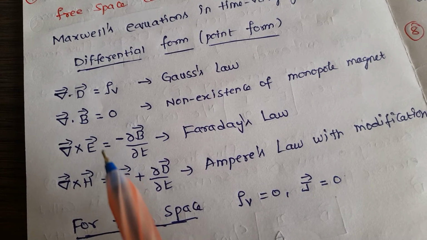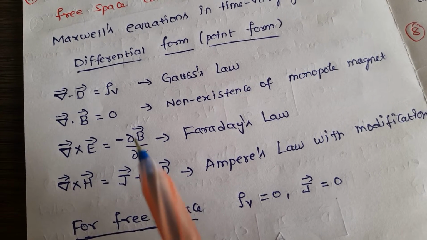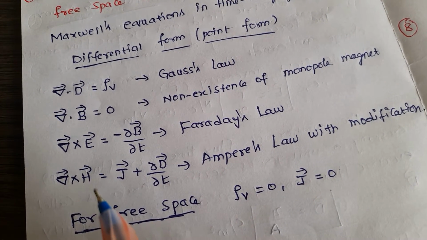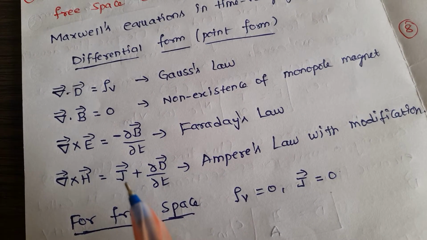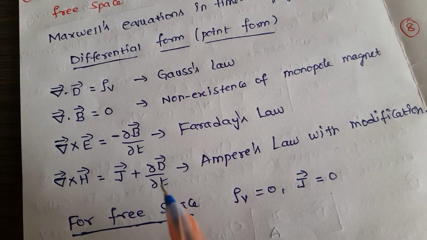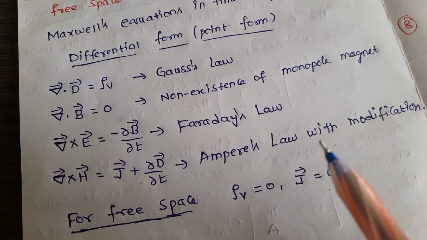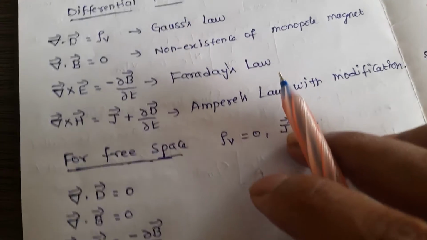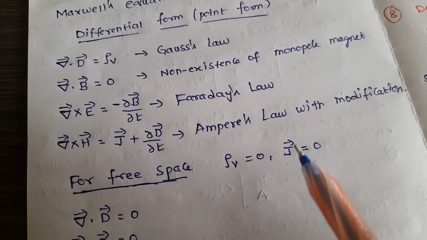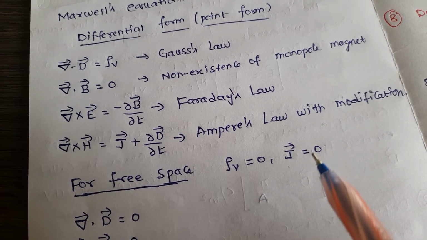Then the curl of electric field intensity is equal to minus the rate of change of magnetic flux density, that is from Faraday's law. Then the curl of magnetic field intensity is equal to the sum of conduction current density and displacement current density. It is Ampere's law with a modification by Maxwell. Now for free space condition, rho v is equal to 0. J, that means the conduction current density, is equal to 0.